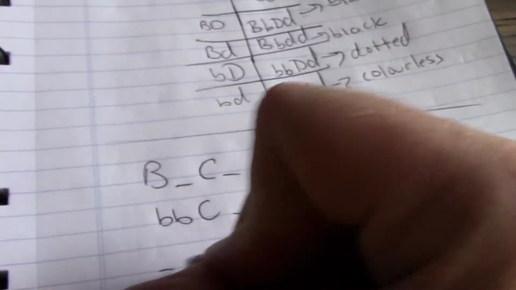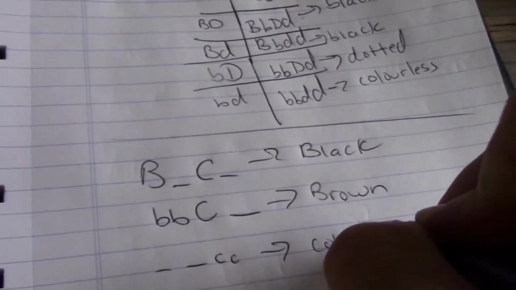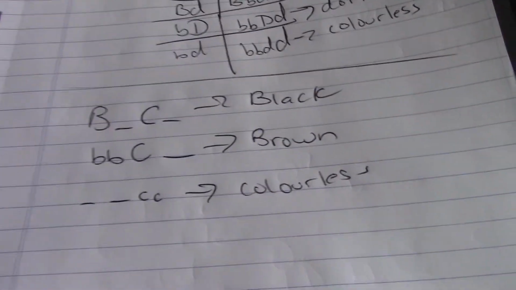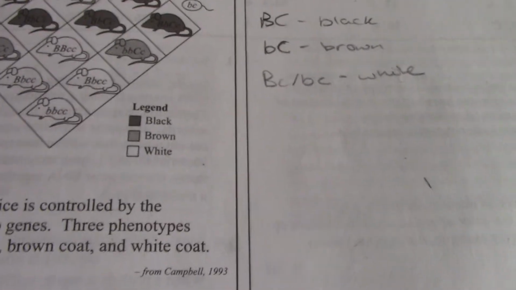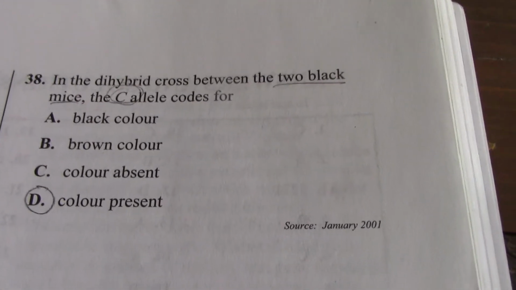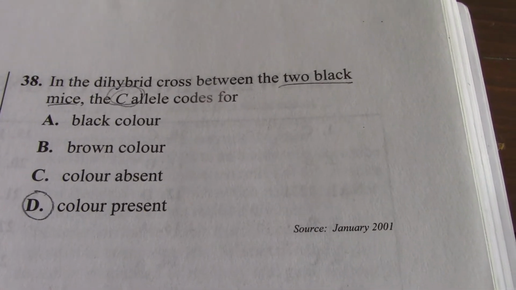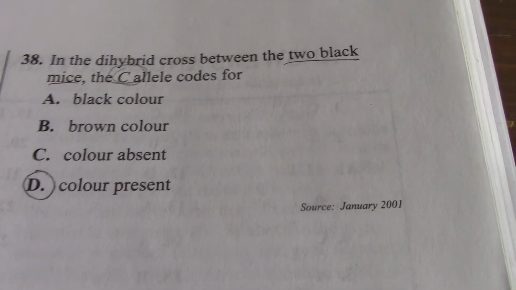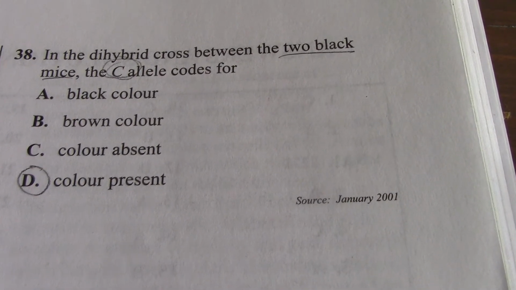So here's what this looks like. If I have big B, big C, then we have black. Okay? If we have little b, big C, then that's brown. But if we have anything that's homozygous recessive for c, that is colorless. Okay? So that's what I'm deciphering from that. So it says 38, in the dihybrid cross between the two black mice, the C allele codes for, so if there's one big C, color is present. Okay?